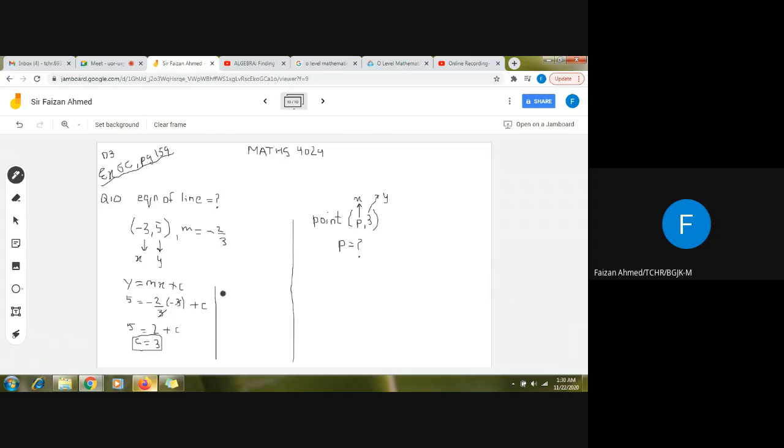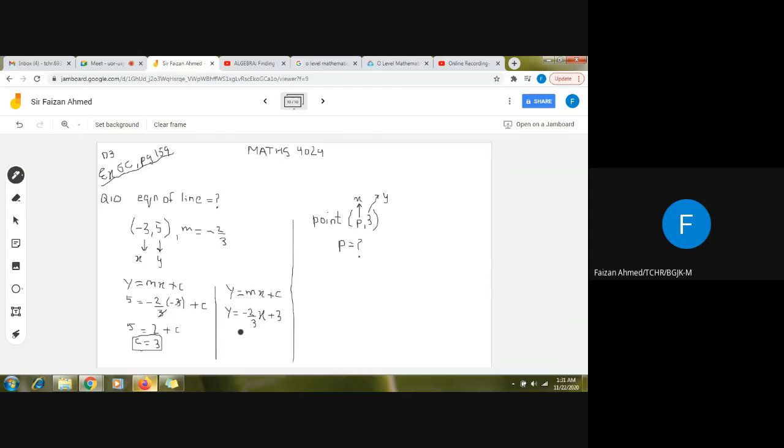So I have the y-intercept value, I have the gradient value, so now I just have to use this equation again, y = mx + c, and put the values to find the equation. This time I will not put the value of x and y, I will just put the value of m and c. So y equals, my gradient is -2/3, so I will use -2/3 in place of m, then x, and since I have found the value of c, that is 3, I will write 3 in place of c. This is the required equation of the line.